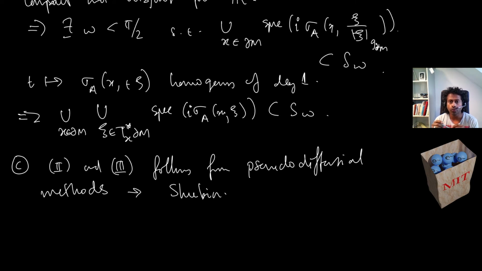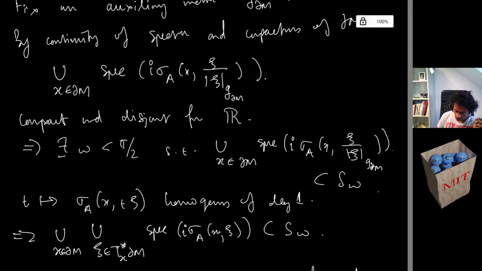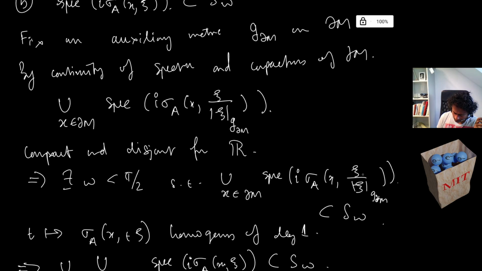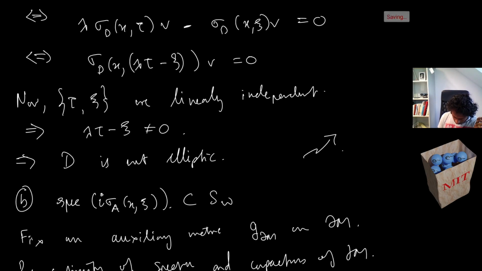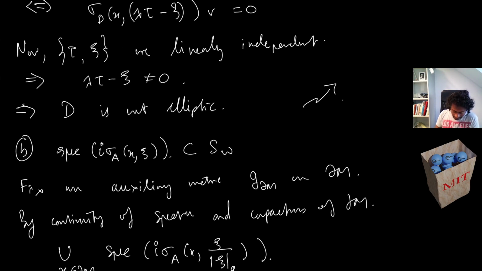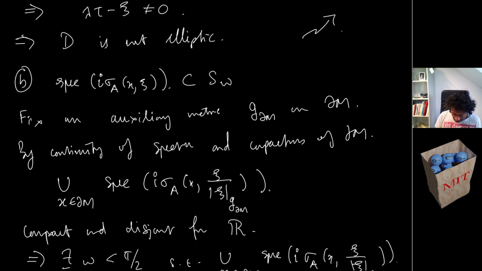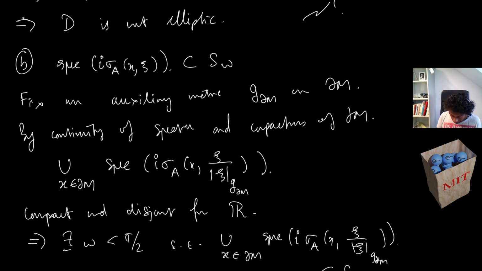Can we use all psi for one psi? But this is for all psi. We've normalized the psi here, right? So what have we shown? We've shown that the spectrum cannot hit the real line. Okay? Now we have a map here.